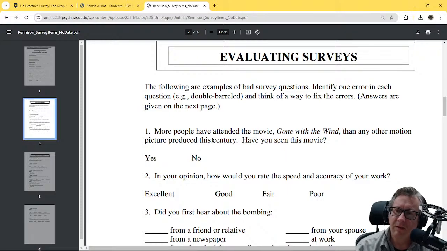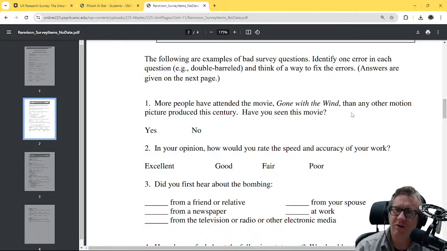The following are bad examples of survey questions. Identify one error in each question, double-barreled, and the way to fix the errors. More people have attended the movie Gone with the Wind than any other motion picture produced this century. Have you seen this movie? Yes or no?